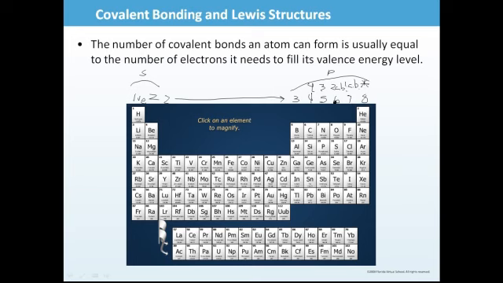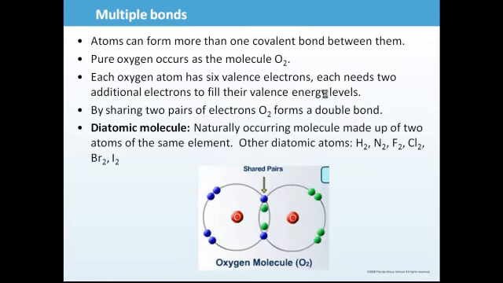So based on their position on the table, we can predict how many bonds they're going to need to make to get to that octet. And that's going to come in useful when we get to Lewis structures, and we'll talk about those here in a little bit.